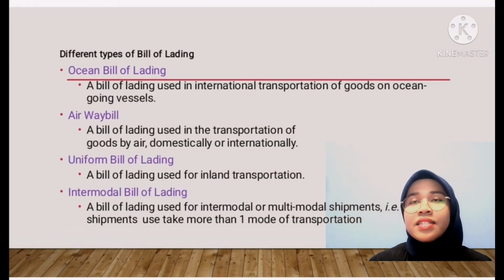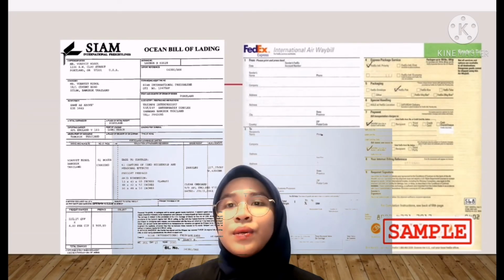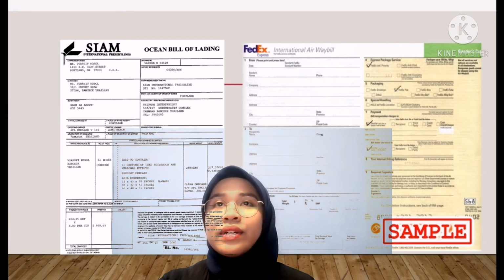There are a few different types of bill of lading: the ocean bill of lading, airway bill, uniform bill of lading, and also intermodal bill of lading. These types of bill of lading fall under transportation documents, which have different functions and also different types. So these two are examples of a bill of lading under transportation documents. This one is the ocean bill of lading, and this one is the international airway bill.